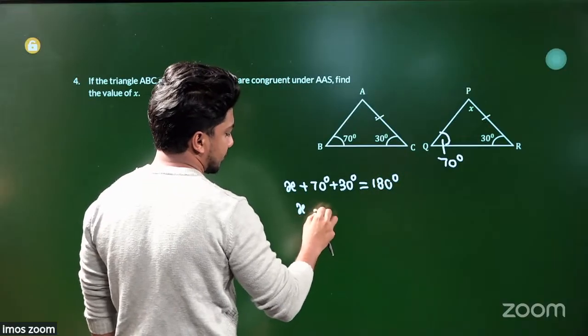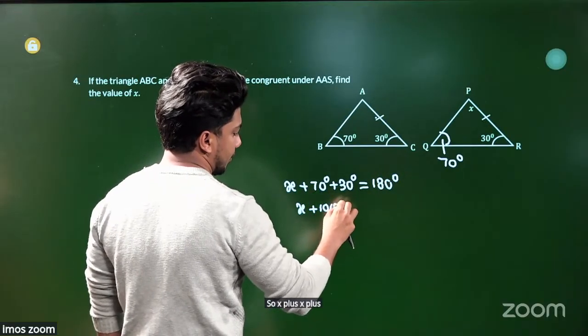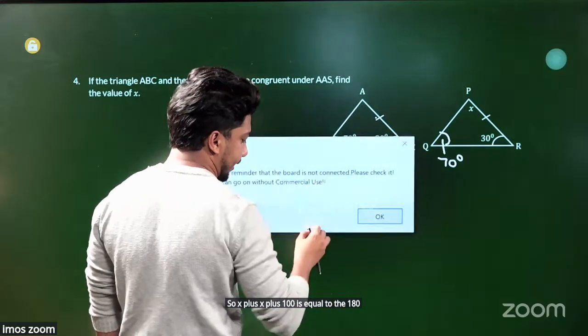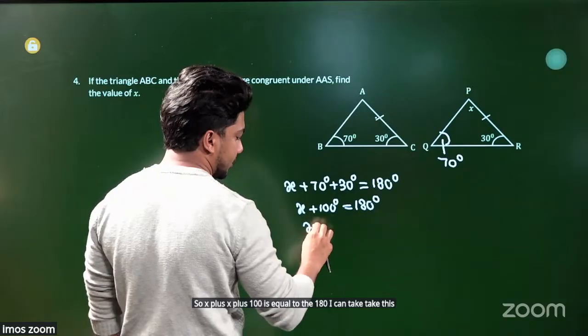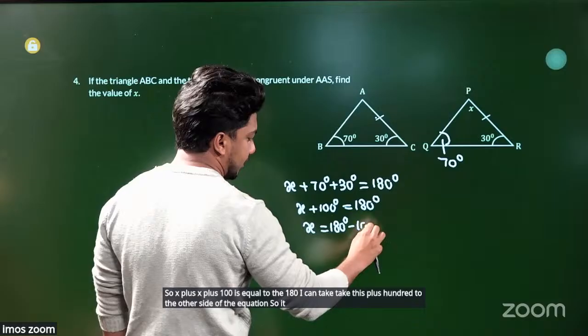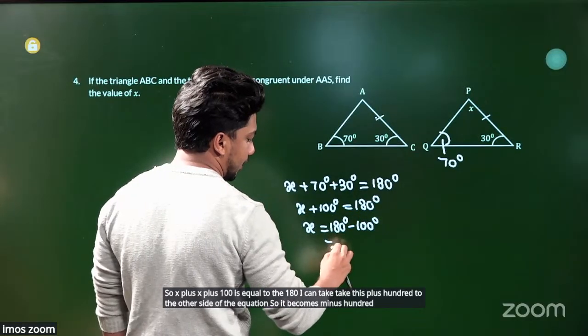So x plus 100 is equal to 180. I can take this plus 100 to the other side of the equation, so it becomes minus 100. So the answer is 80.